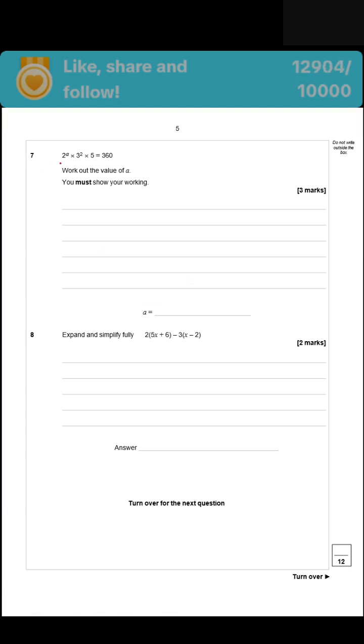Okay, so on to question 7. Apologies for going off track there. So we've got 2 to the power of a times 3 squared times 5. The first thing you need to work with is the 3 squared times 5. 3 squared gives you 9. 9 times 5 gives you 45.